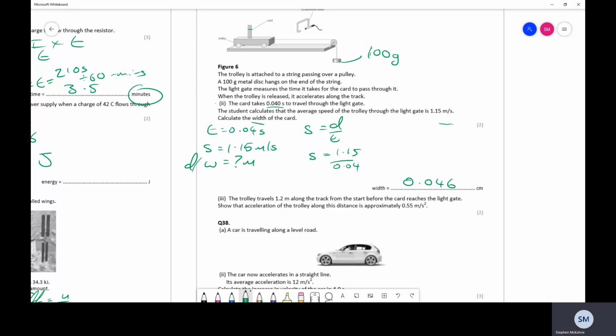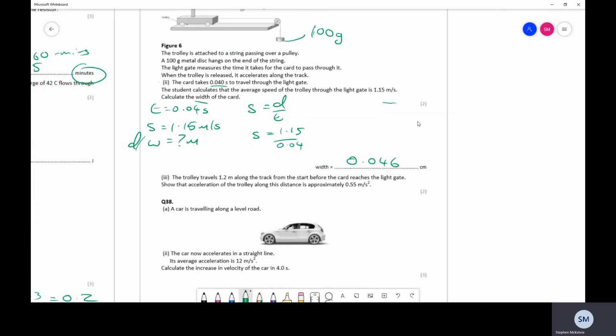Okay. The trolley travels 1.2 meters along the track from the start before the car reaches the light gate. Show that the acceleration of the trolley along this distance is approximately 0.55 meters per second squared. Now, unfortunately, we don't have any room to do this one. It's an unfortunate thing, but it is what it is. We're going to have a little look at 0.046.